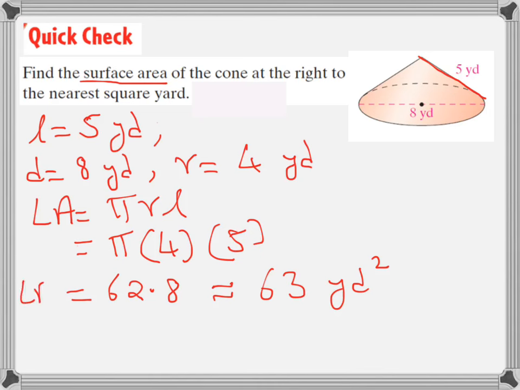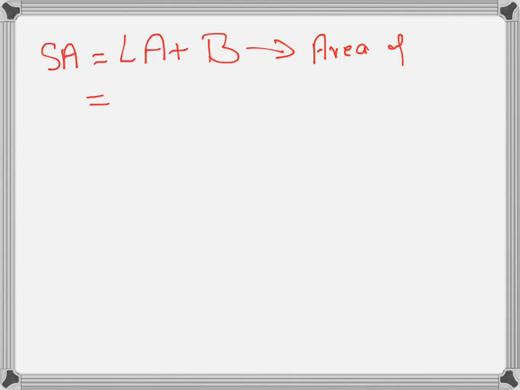That is LA of the cone. But the question is asking to find the surface area. What is the formula to find the surface area of the cone? Surface area is LA plus B. And what does B stand for? It is the area of the base. And the shape of the base is a circle. So B is pi r squared.